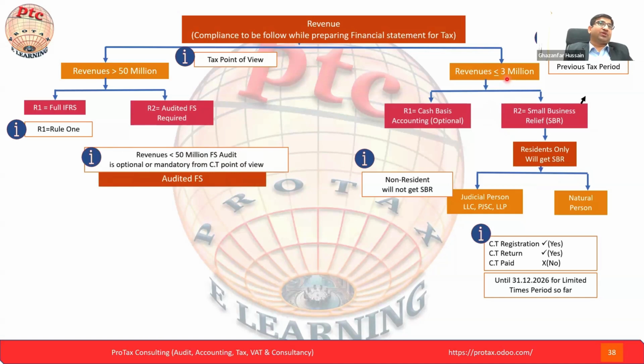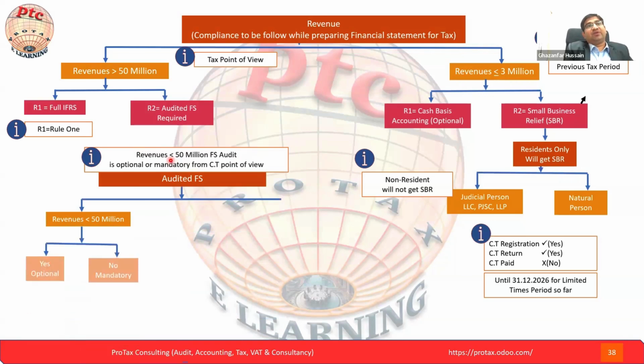So let's move to the next point. If our revenue is greater than 50 million, we have to follow full IFRS and prepare the audited financial statement. Now, if our revenue is less than 50 million, what is optional and what is mandatory from the tax point of view? Earlier we discussed less than 3 million, but here we are discussing less than 50 million. We wish to understand, if revenue is more than 3 million and less than 50 million, what are the optional or mandatory compliances?